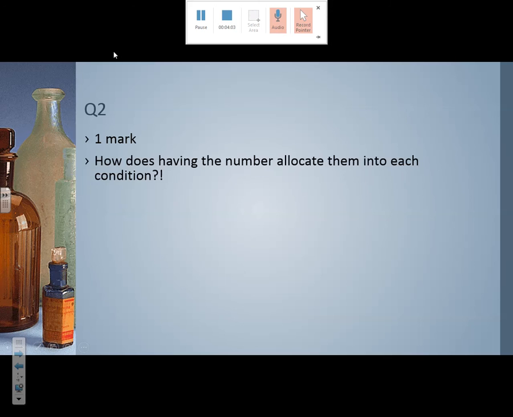Question 2 gets 1 mark because how does having the number allocate them into each condition? So if you walk it through step by step, you put the numbers in the hat and you make sure there's an even number of both, which you've done brilliantly. Then what you do is you give everyone a number. They all pick a number out of a hat, and that's it. That's no good at all. You then need to say number 1 goes to condition 1 and number 2 goes to condition 2.